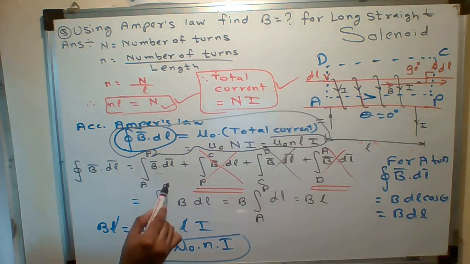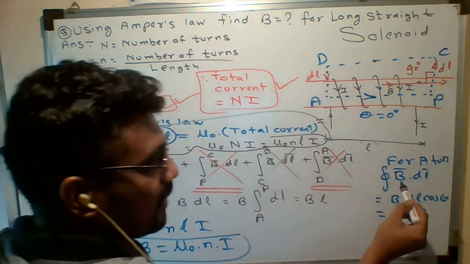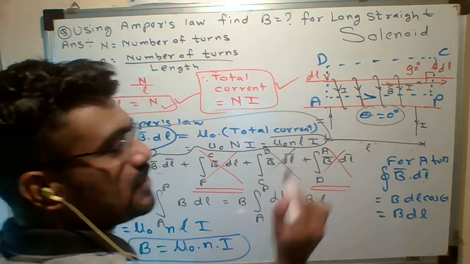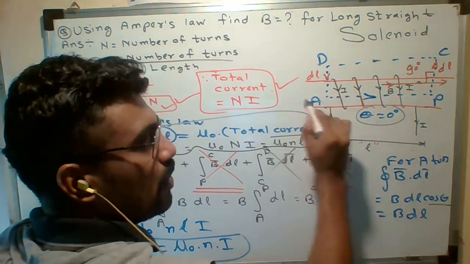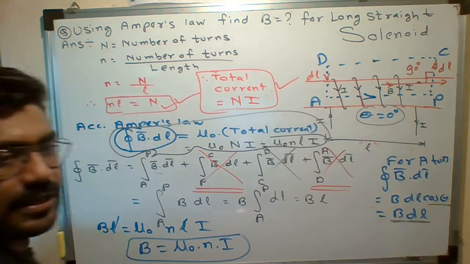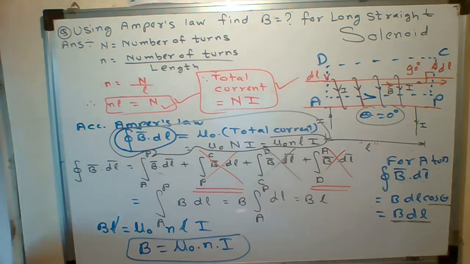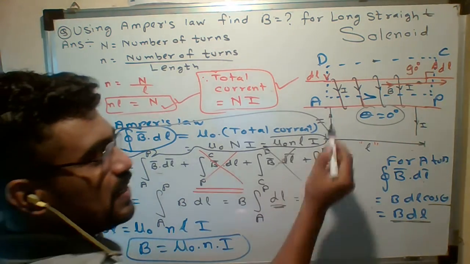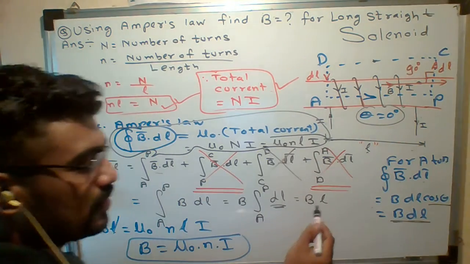So this part is left. So out of this, B bar dot dl bar, because along AP what is the angle? 0. So what is cos 0? 1. So along AP what is the integration? B into dl. Okay. Take B outside. What is the integration of dl? What is the length of A to P? L. So just repeat it here.